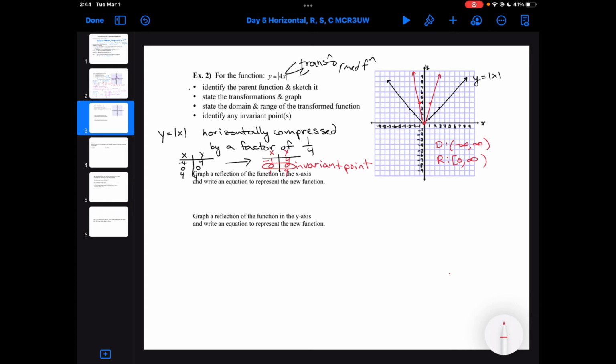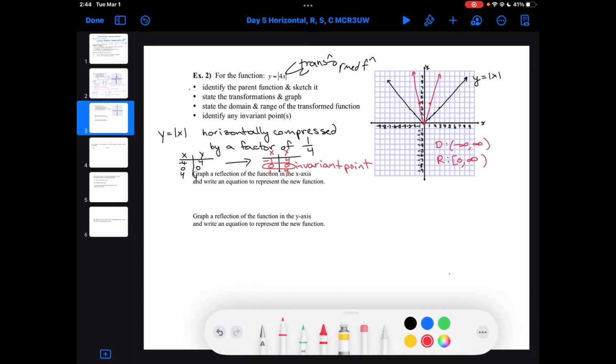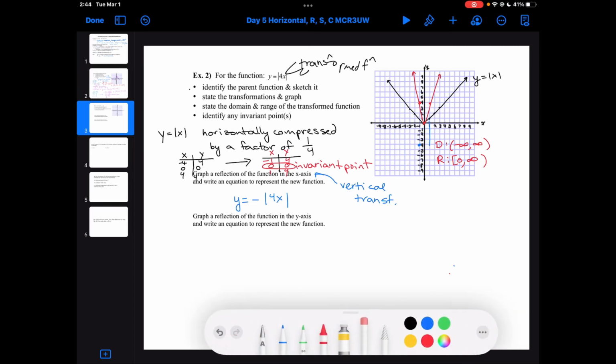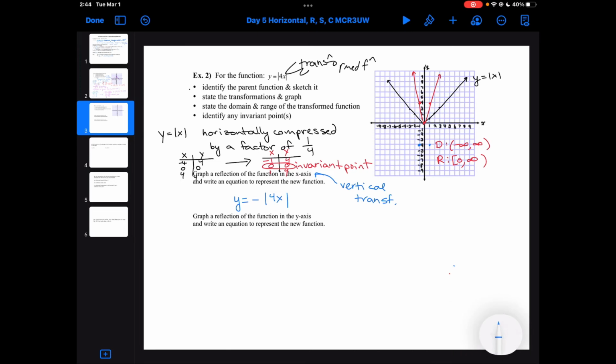If I were to graph a reflection of the function in the x-axis, this is actually a vertical transformation. So my new equation would look like this. And that would be like I put a mirror on my x-axis and I flipped my points down. So then I would have -4 on both sides: -4, 4, 0, 0, which is invariant. And now my function looks like an upside down V.